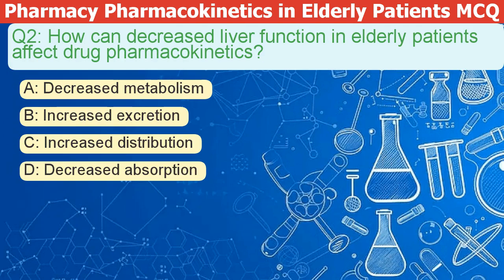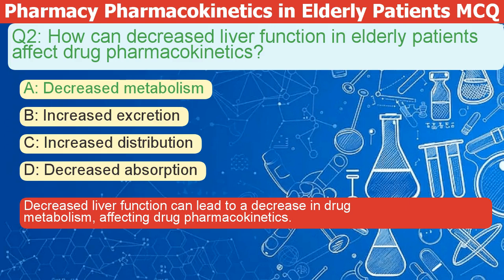How can decreased liver function in elderly patients affect drug pharmacokinetics? A. Decreased metabolism. B. Increased excretion. C. Increased distribution. D. Decreased absorption. The correct answer is A. Decreased liver function can lead to a decrease in drug metabolism, affecting drug pharmacokinetics.